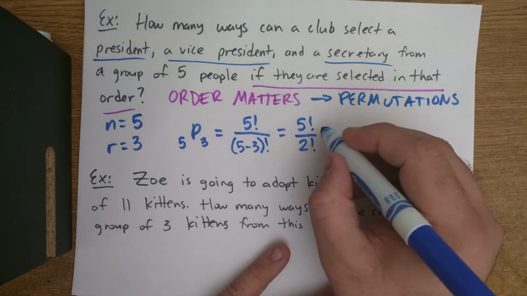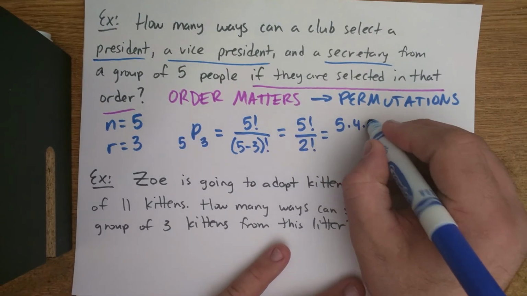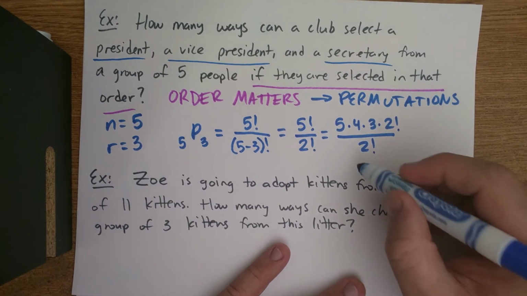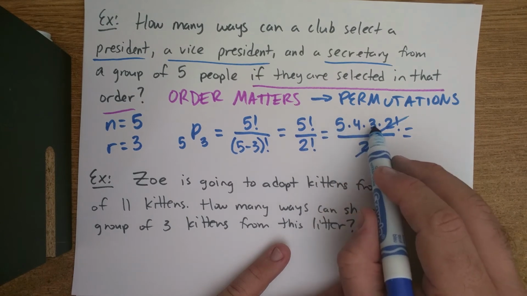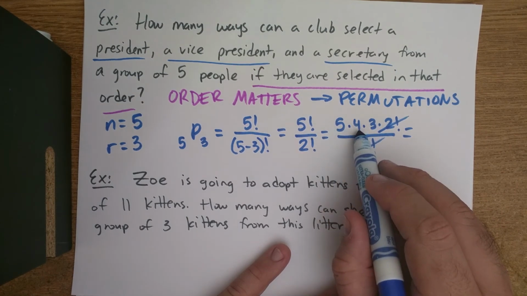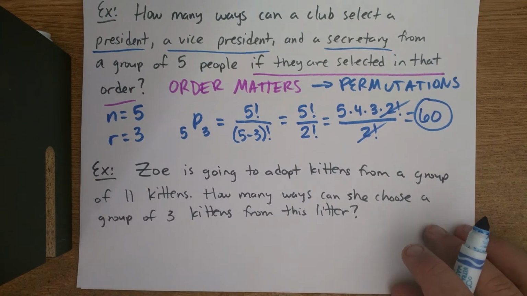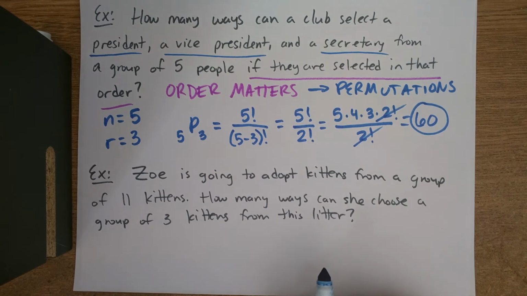Now, just like I showed you before, let's expand the bigger factorial until we get to the small factorial. Like this. So these cancel. And then we just have 5 times 4 times 3. 5 times 4 is 20, times 3 is 60. So there's a total of 60 ways to choose 3 people from a group of 5 if the order matters.